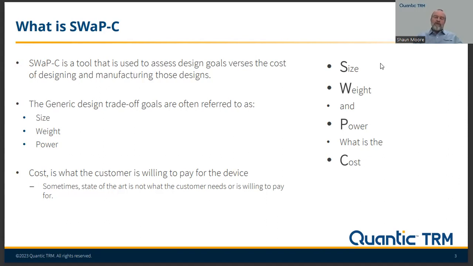So SWaP-C is a way of taking all these parameters and weighing them against each other and saying, well, gee, is this something that the customer wants? Is it something that the customer needs? And is the customer willing to pay for it?